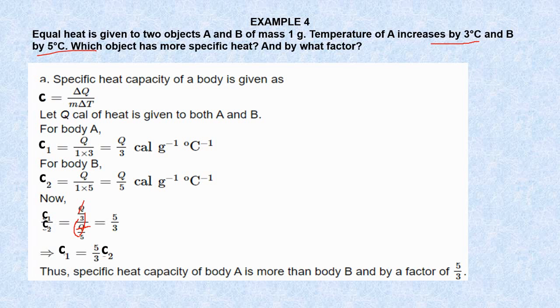From the expression we can see that we multiply C2 by 5 upon 3. So the specific heat capacity of body A is more than body B by a factor of 5 by 3.